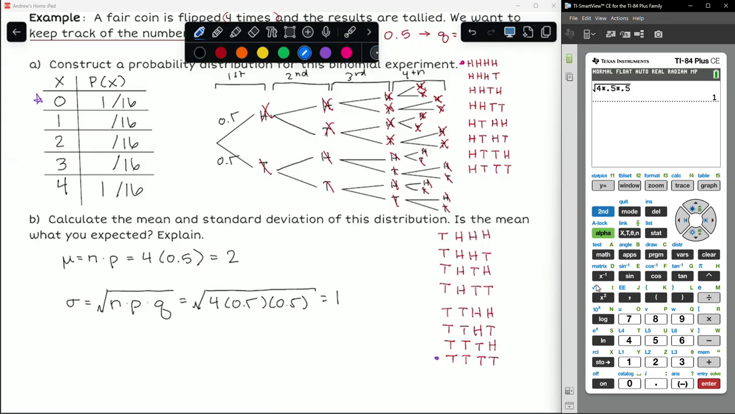Next, I'm going to go through and pick off the guys that have exactly 1 head. We'll do those in blue. So I'll start down here. This guy has 1 H. This guy has 1 H. This guy has 1 H. And then 2, 2, 3. That guy has 1 H. And I think that might be the last. So I see 1, 2, 3, 4 blue dots.